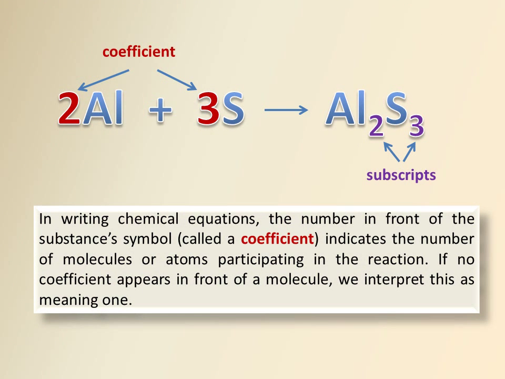In writing chemical equations, the number in front of the substance's symbol, called a coefficient, indicates the number of molecules or atoms participating in the reaction. If no coefficient appears in front of a molecule, we interpret this as meaning 1.